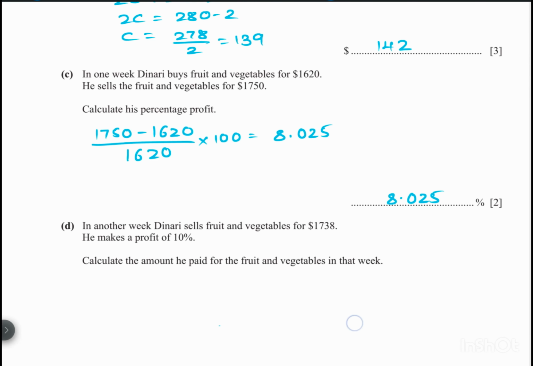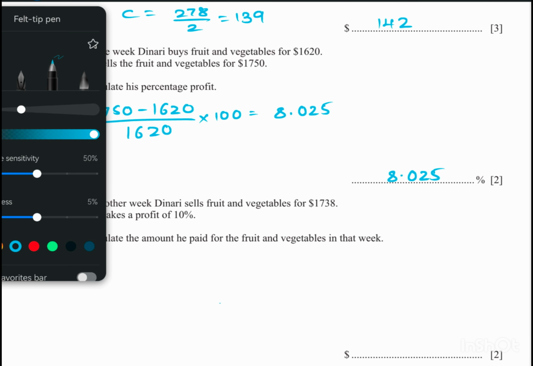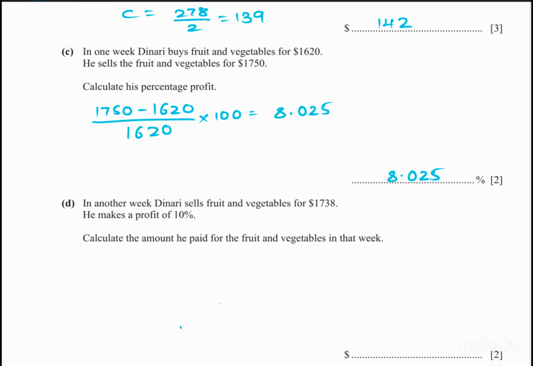Question number D. In another week, Dinari sells fruits and vegetables for $1,738. He makes a profit of 10%. Calculate the amount he paid for the fruits and vegetables in that week. So now here the amount which he paid while he bought it is not given, and we have to find out the amount he paid. So here this amount is 10% increased from the original amount.